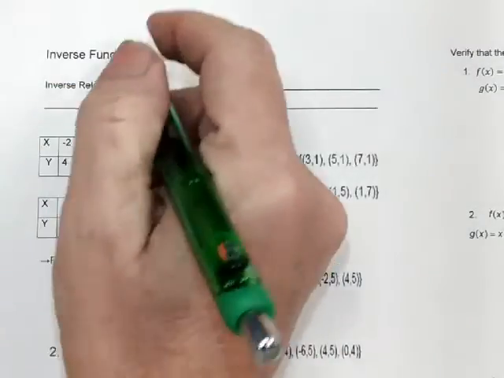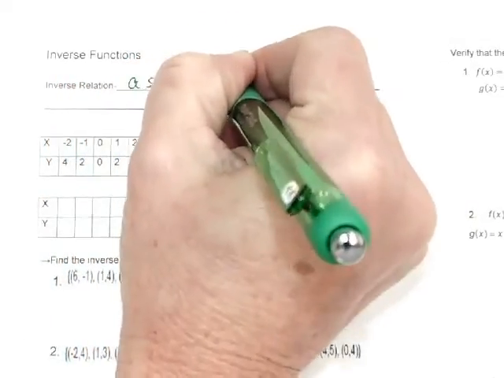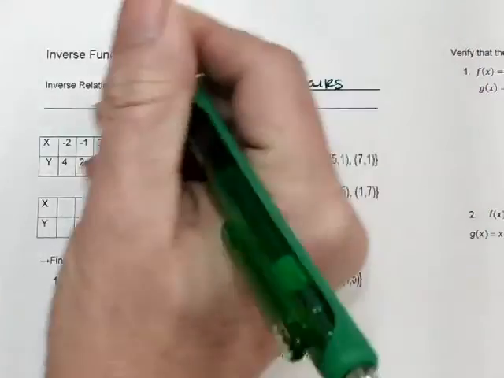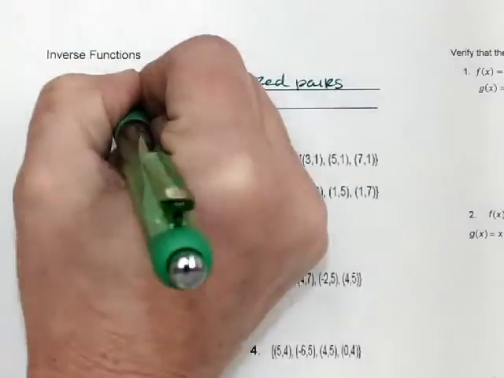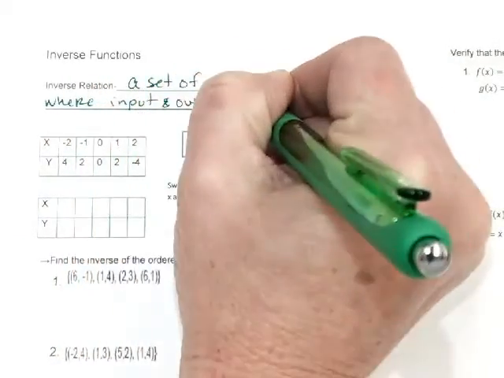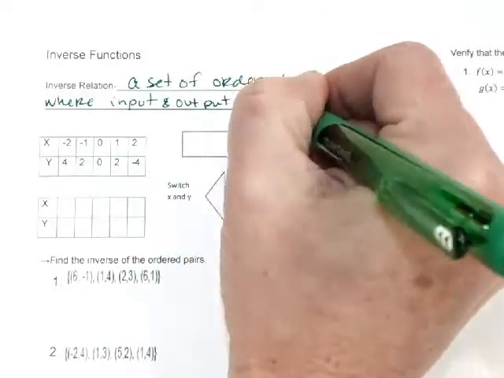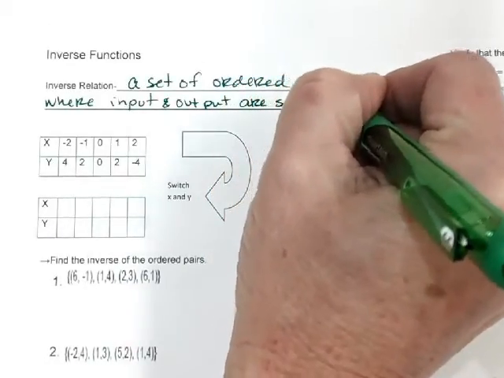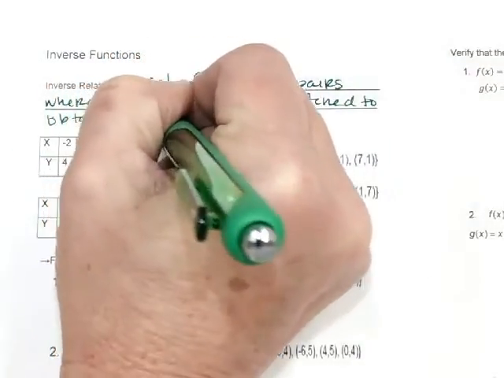An inverse relation just means that you have a set of ordered pairs where the input and output are switched, I'll say it that way, to obtain a new relation.